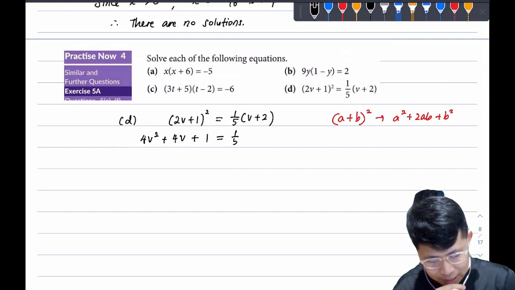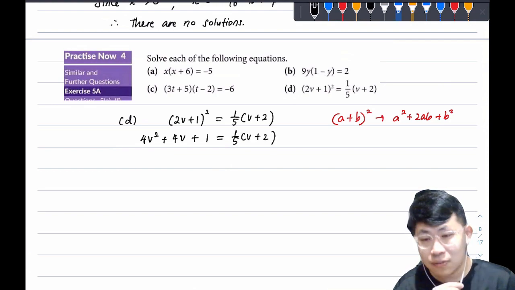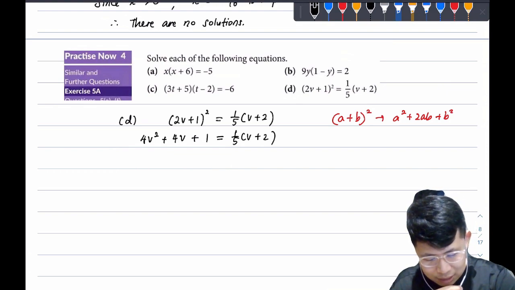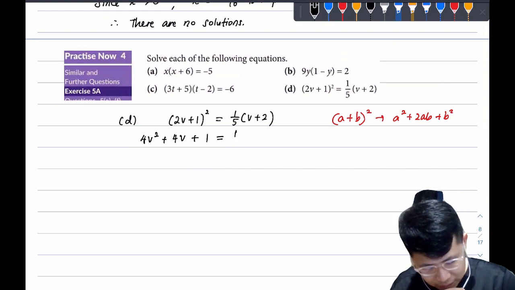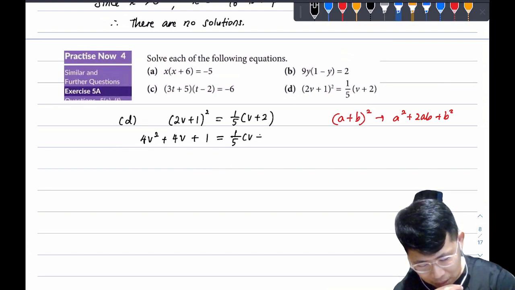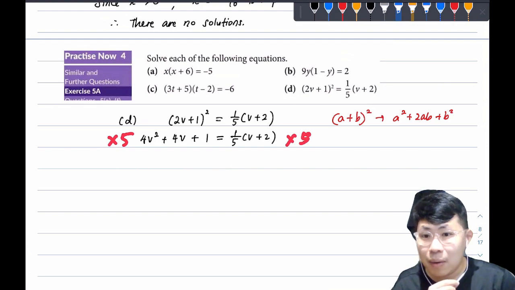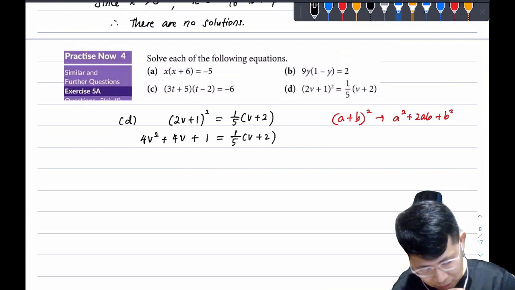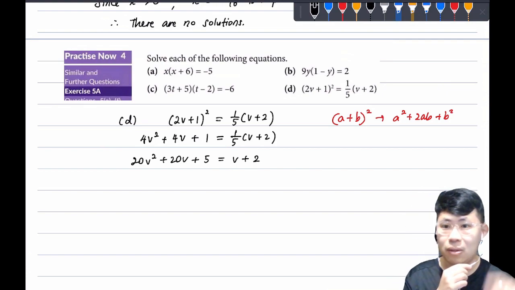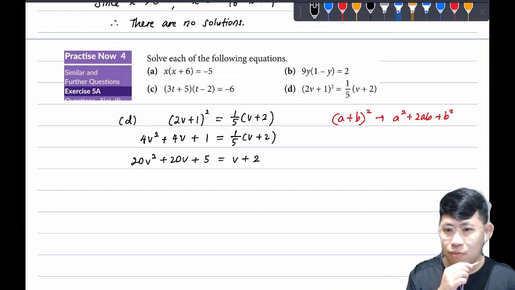The other side, I don't expand first. I leave it like this first, right? Because I have this 1 over 5 over here, which is extremely awkward. So what I can do is multiply by 5 on the left and multiply by 5 on the right. Multiplying by 5 on the left, I get 20v squared plus 20v plus 5. And on the right, to get rid of the 1 over 5, this will be just v plus 2 because 1/5 times 5 will be 1.